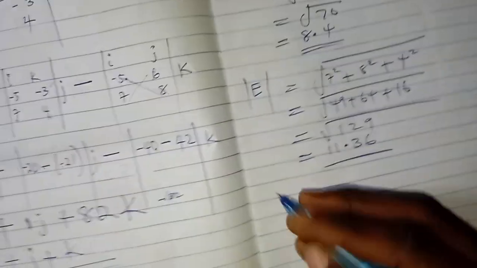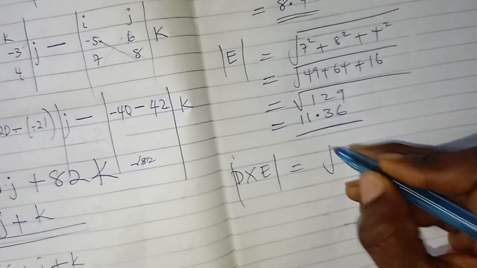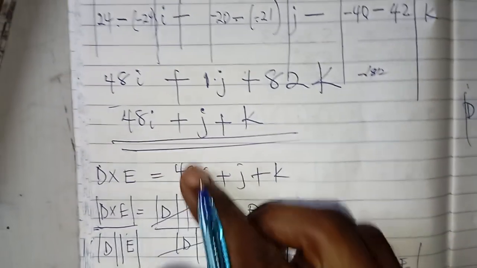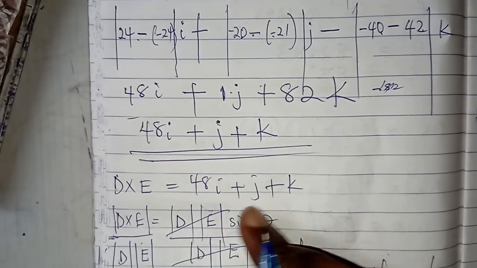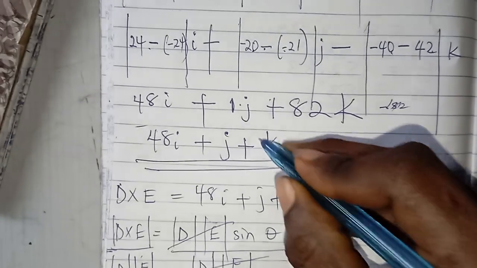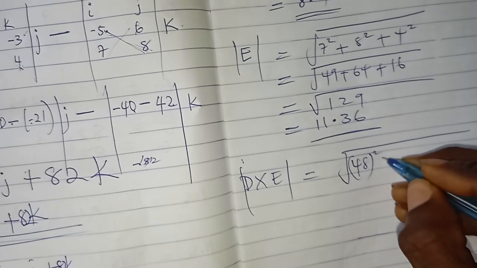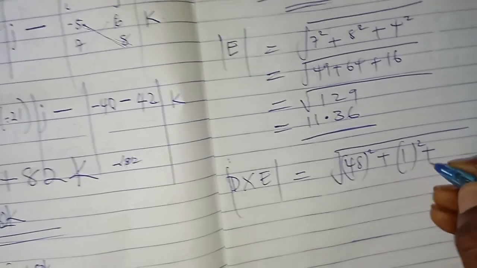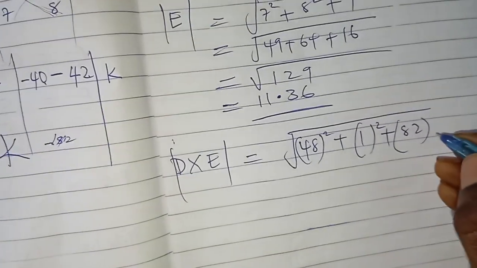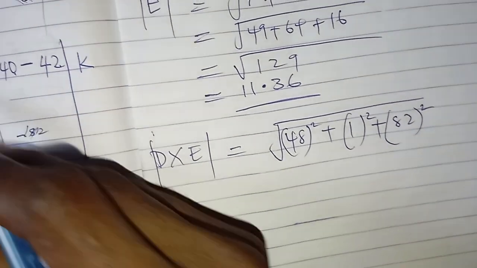So when I put this into this formula, let's get the magnitude of D cross E. D cross E magnitude is going to be equal to square root of 48 square plus 1 square plus 82 square. Yes, there's no minus.